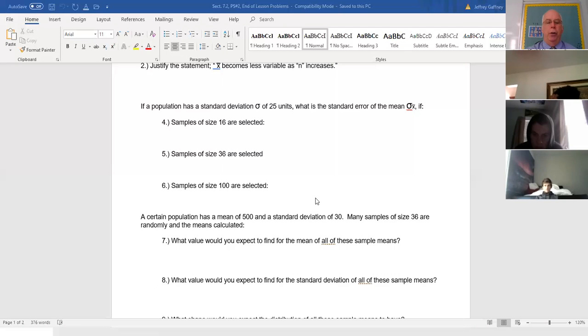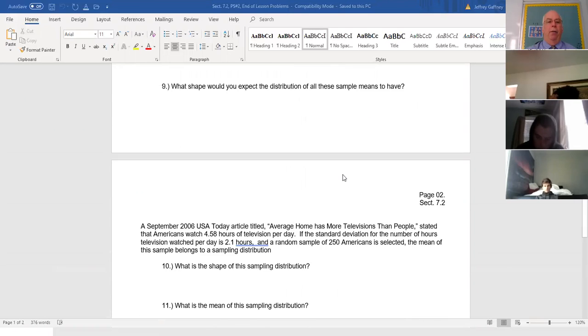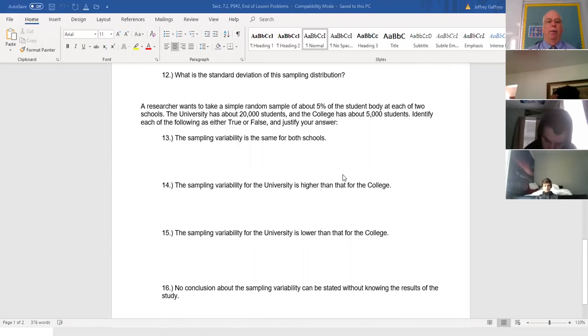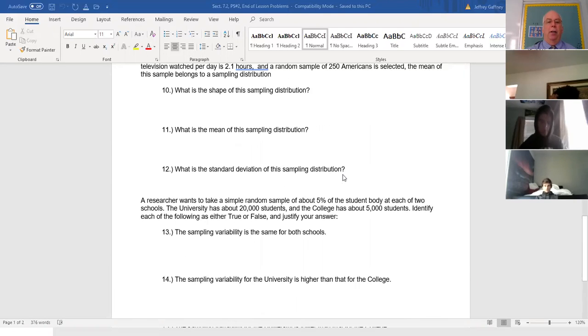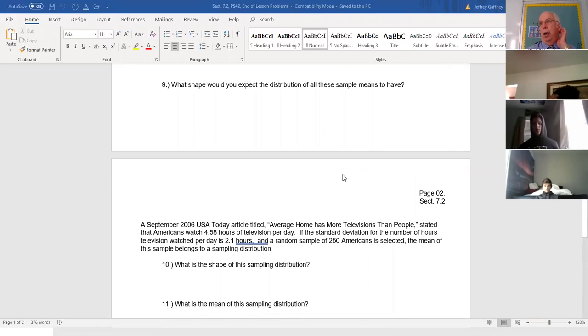Some of these questions, like 7, 8, 9, 10, 11, 12, 13, 14, 15, are kind of the same question I'm asking you in each scenario with a slightly different situation. If we always remember that the means of the multiple samples, the sample means, should be the same as the mean of our population, that'll help you answer 3 of them right off the bat. And then I'm going to let you take it from there. All right?